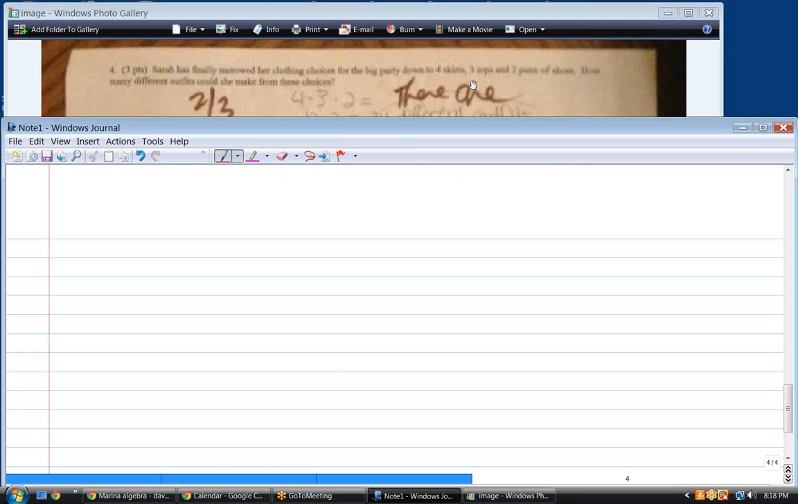But that's what I did, and I got it wrong. Read the whole thing to me. Sarah has finally narrowed her clothing choices for the big party down to 4 skirts, 3 tops, and 2 pairs of shoes. How many different outfits could she make from these choices?